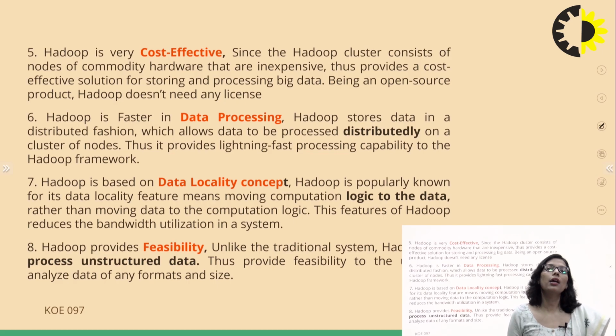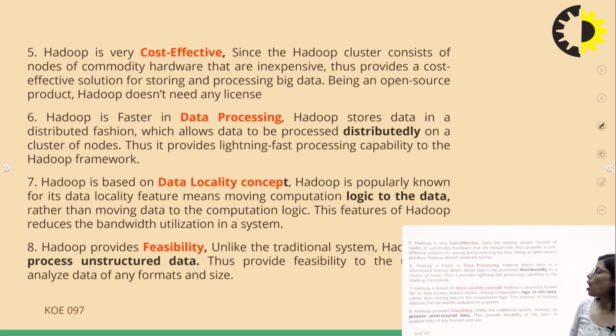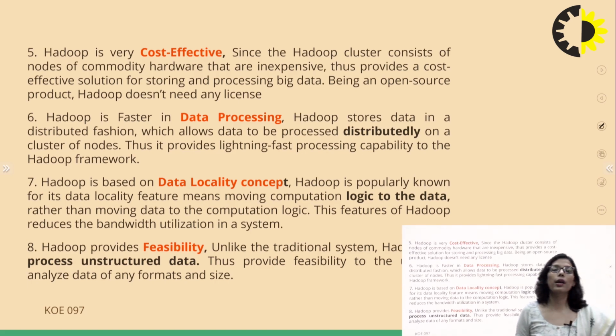Since we are not storing the data on expensive server machines, we are storing the data on simple machines, or we can say commodity hardware. Our Hadoop solution to big data is very cost effective. Hadoop is faster in data processing. Here we are storing the data across various nodes, and the processing is happening in parallel across these nodes. Therefore, data processing is faster.